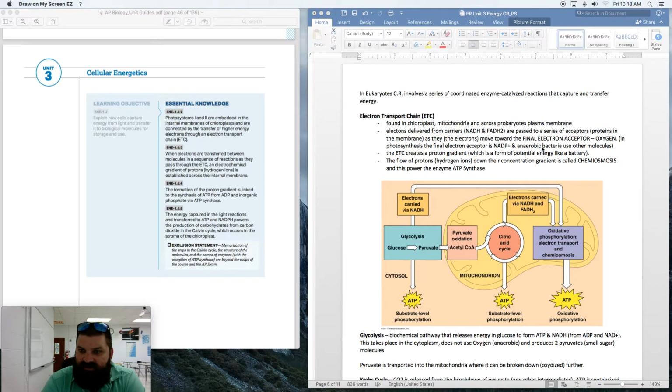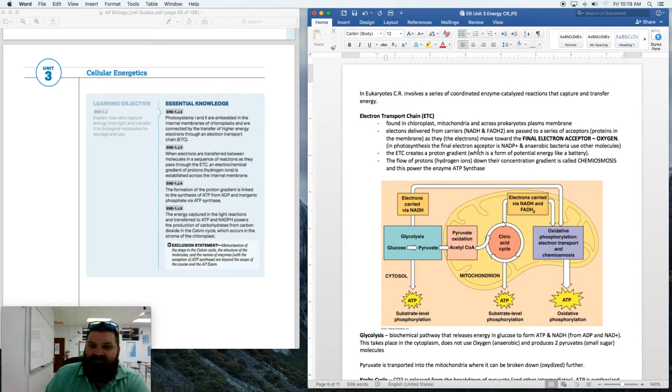Electrons delivered from carriers, in this case it's NADH and FADH2, they're passed through a series of electron acceptors. Those are proteins found in the membrane. And as the electrons pass, they go towards their final destination, their final electron acceptor, which is oxygen. I'll go ahead and put that in bold. Oxygen is the final electron acceptor for eukaryotic cellular respiration. There are some exceptions to that, like in photosynthesis, NADP plus is the electron acceptor, and then anaerobic bacteria, those that do not use oxygen, are not going to have oxygen. They're going to use other molecules.